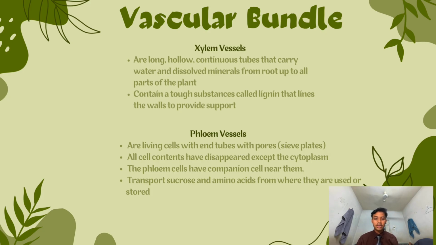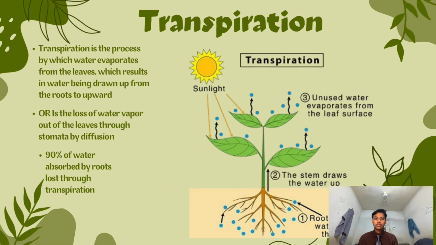Next, phloem vessels are living cells with end walls that have pores. All cell contents have disappeared except the cytoplasm. The phloem cells have companion cells. They transport sucrose and amino acids from where they are made to where they are used or stored.